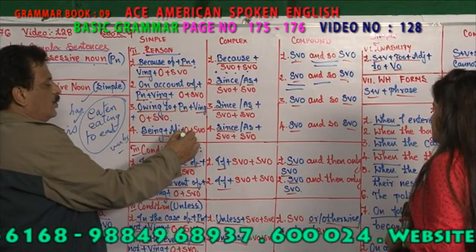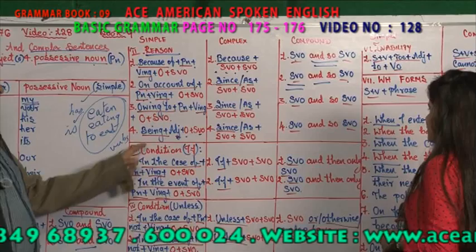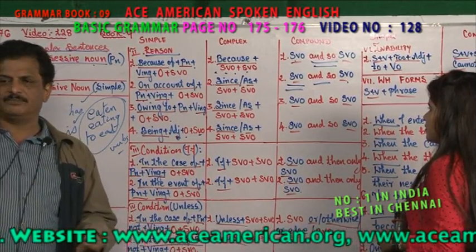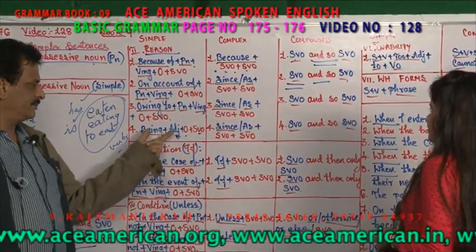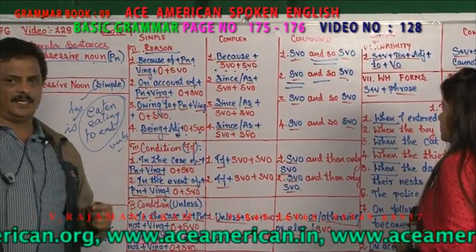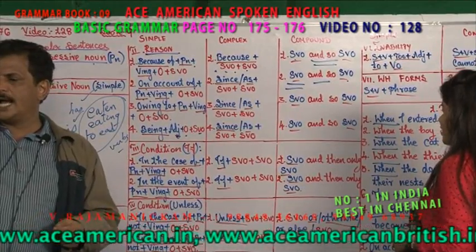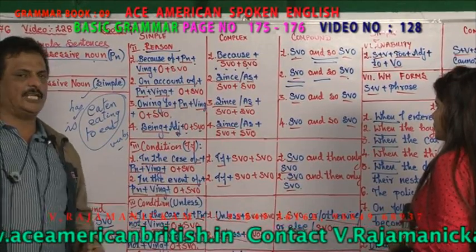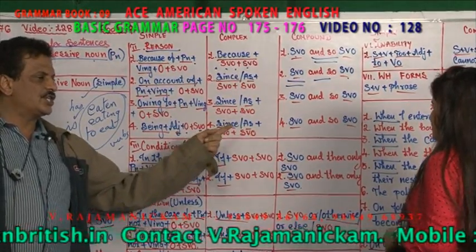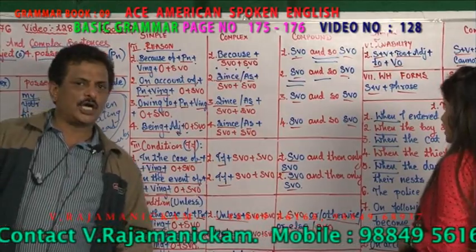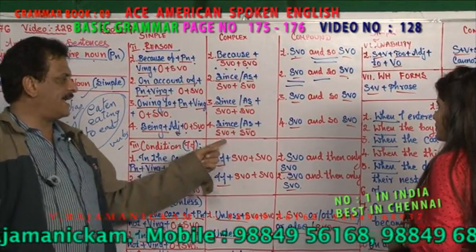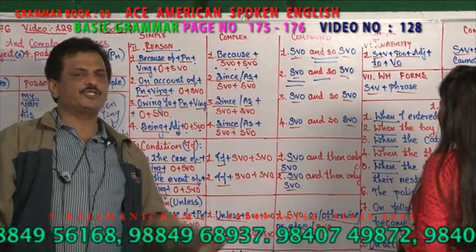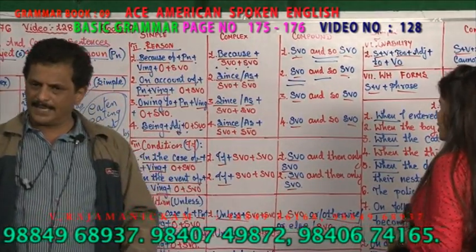Being adjective, subject verb object. Being a foreigner, being with an adjective, with object. Being tall, I got a pilot job, right? How do you connect with since? Since I am tall, I got a pilot job. As I am tall, I got a pilot job. SVO and so SVO. I am tall and so I got a pilot job.